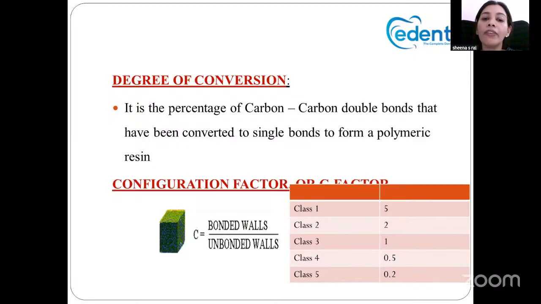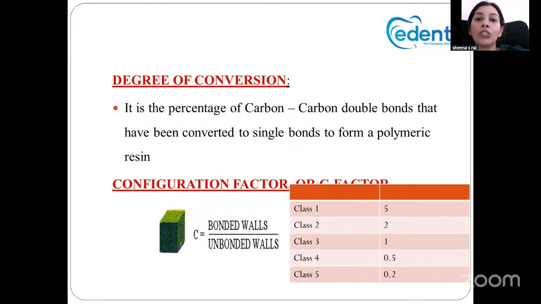Now, what is configuration factor? That is the C factor that we have already discussed, which is responsible for polymerization shrinkage. Please keep this formula in your mind. Configuration factor is actually the bonded wall to that of the unbonded wall. Bonded wall means how many surfaces are actually bonded.